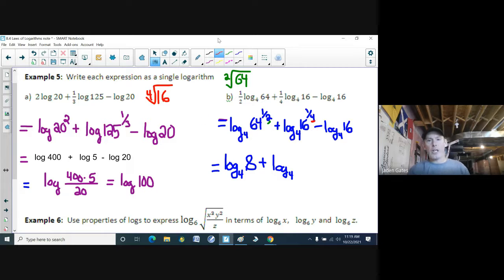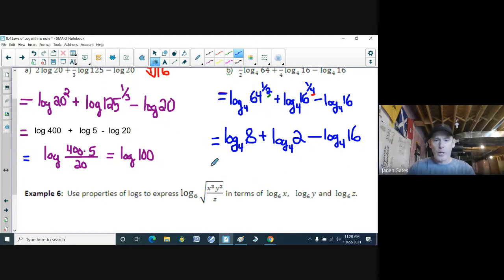So now I'm looking for the 4th root of 16, which means what number multiplied by itself 4 times will give you 16? And the answer is 2. 2 times 2 times 2 times 2 will give you 16. All right, minus, again, the log base 4 of 16. So I've simplified it using our log rules. Here we go, the last part.